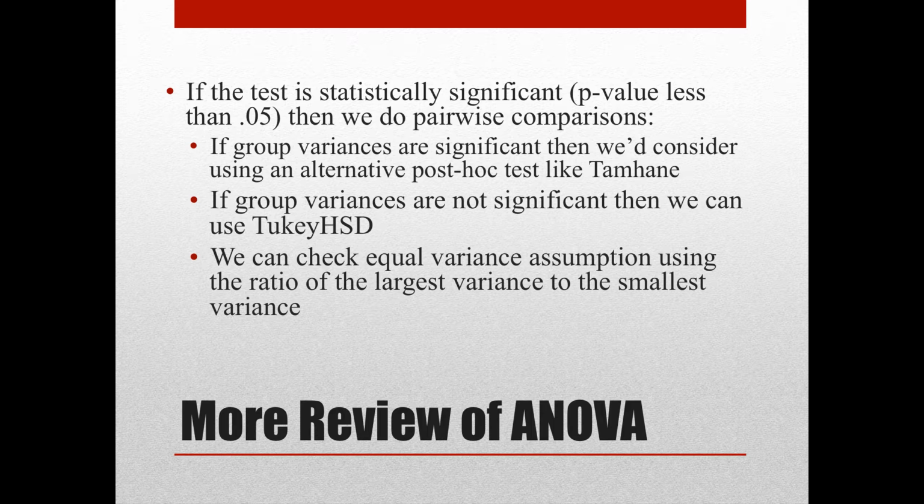So guys, remember, if our test is statistically significant, it tells us that we need to do some post-hoc analysis to find out where the group means actually differ. And depending on whether the group variances are equal or not, we can choose a Tamhane or a Tukey HSD. And Tukey HSD is the one that we've used before. The final bullet there, you see that we can check these equal variance assumptions using the ratio of the largest variance to the smallest variance. Guys, sorry, I don't know what's up with this. And that should be 2 or smaller if we have homogeneity of variance.